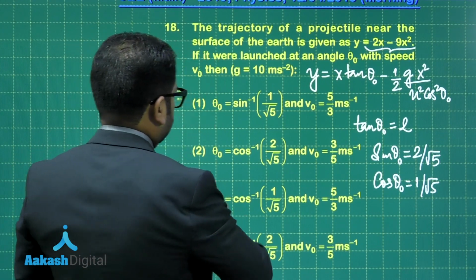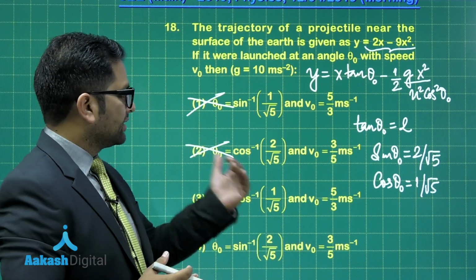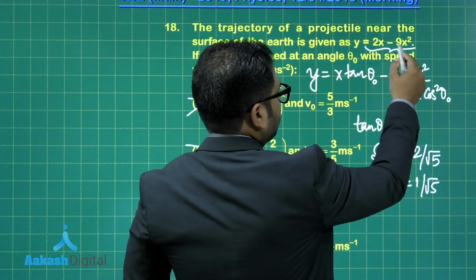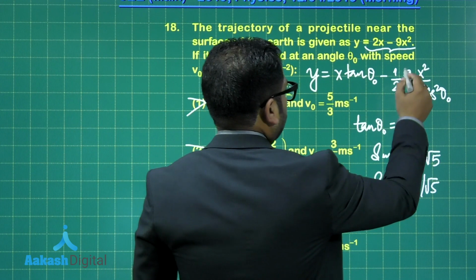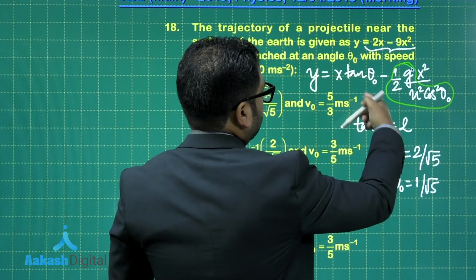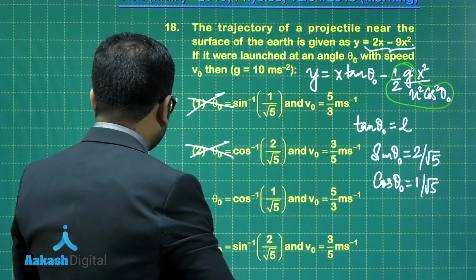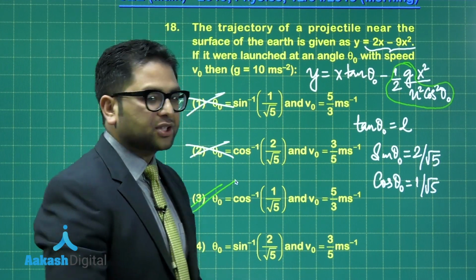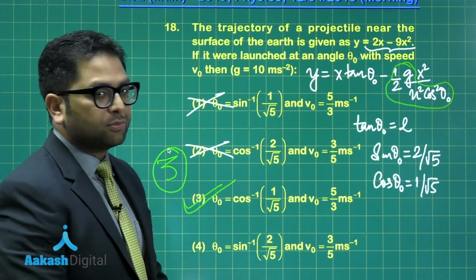And sine theta naught is 2 by root 5, cos theta naught is 1 by root 5. If that is the situation, option number 1 and option number 2 would be eliminated just on the basis of the sine and cos. Rest is quite simple. The coefficient of x square here is 9, and the coefficient of x square in the formula is g by 2 u square cos square theta naught. You equate it, and when you calculate it, you will get the speed of launch is 5 by 3 meter per second. So option number 3 is the correct one for question number 18. Time to move to question number 19.